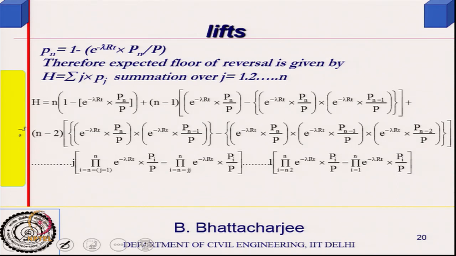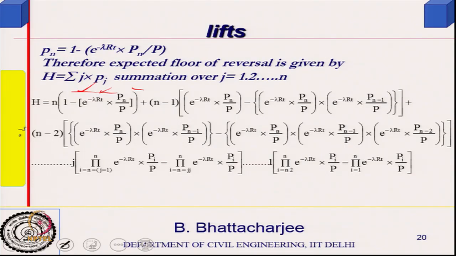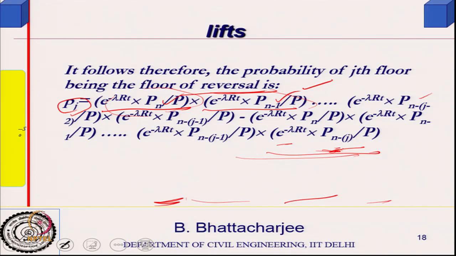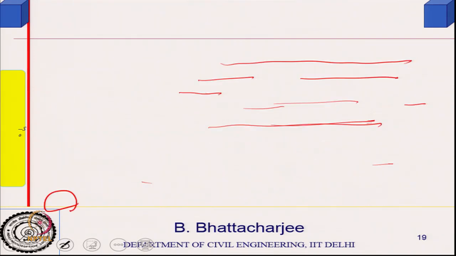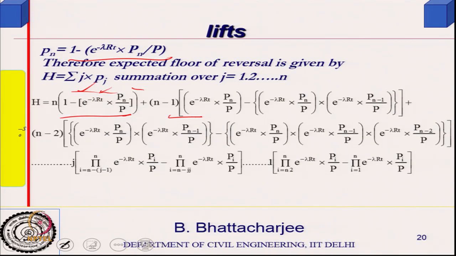So H would be simply the sum of j multiplied by Pj, where Pj is the probability of the jth floor being the floor of reversal. So this is the sum total for all floors. Pn is this, and n minus 1 is that same formula that I just mentioned, the joint probability and all that, whatever we have mentioned earlier. We are calculating from this product. So expanding this, putting it here in the formula overall.